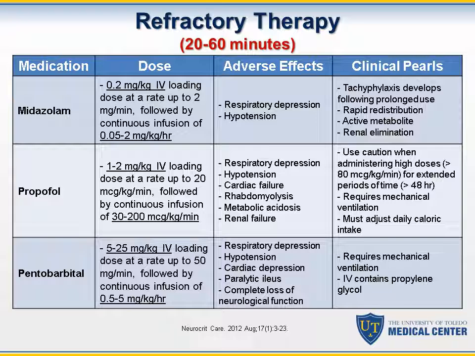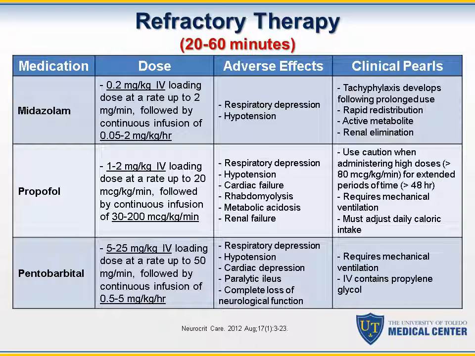Propofol is dosed 1 to 2 milligrams per kilogram IV, up to 20 micrograms per kilogram per minute, followed by a continuous infusion of 30 to 200 micrograms per kilogram per minute. Adverse effects of propofol include respiratory depression, hypotension, especially of loading doses in critically ill patients, cardiac failure, rhabdomyolysis, metabolic acidosis, and renal failure. You want to use caution when administering high doses for an extended period of time, since this does increase the risk of propofol infusion syndrome, which is a side effect characterized by dysrhythmia, hyperkalemia, and renal failure, and is associated with a high mortality rate.